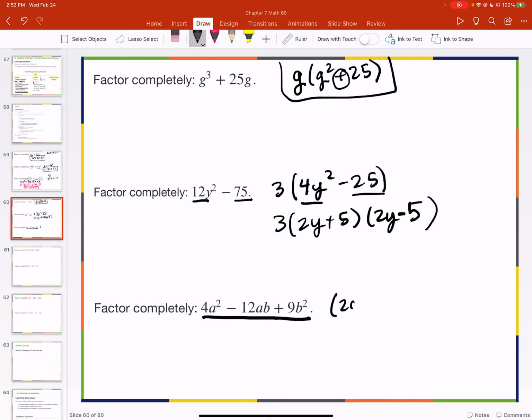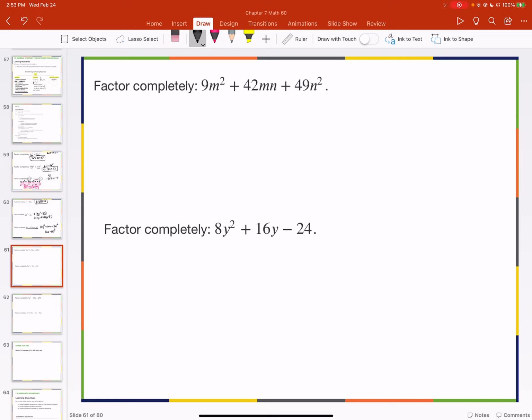And then finally here, this looks like a perfect square trinomial. Let's make sure. This is 2a squared. This is minus 12ab. And then this is plus 3b squared, right? So 2a times 3b is 6ab, times 2, that's okay, fine. So then this factors to 2a minus 3b quantity squared.